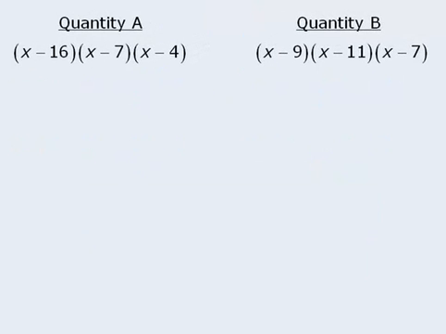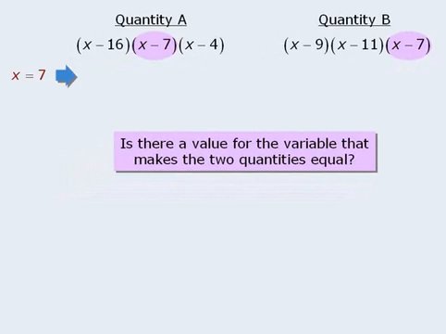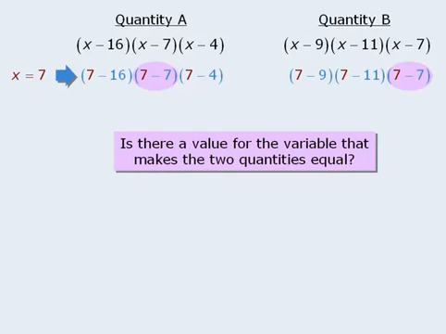Alright, once again, since we have variables in the quantities, one approach is to consider plugging in numbers. If we go with that approach, it's a good idea to ask, is there a value for the variable that makes the two quantities equal? Well, notice that both quantities consist of products of binomials, and both of them feature the binomial x minus 7. So if we let x equal 7 and plug 7 into both quantities, something nice happens. Both of these binomials evaluate to be 0, and any product that includes 0 must evaluate to be 0.